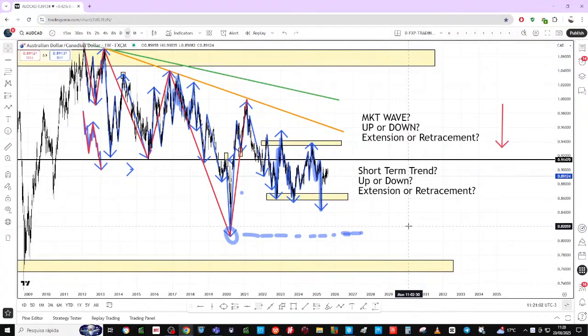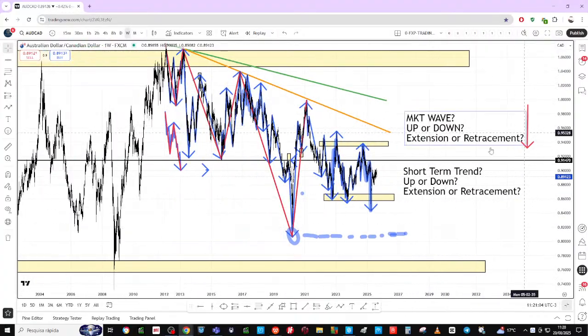Everybody, how is the short-term trend so far? The blue one, is it uptrend, downtrend? And are we in an extension or are we in a retracement of this downtrend? There is no right or wrong, everybody. This isn't a strategy, don't worry.